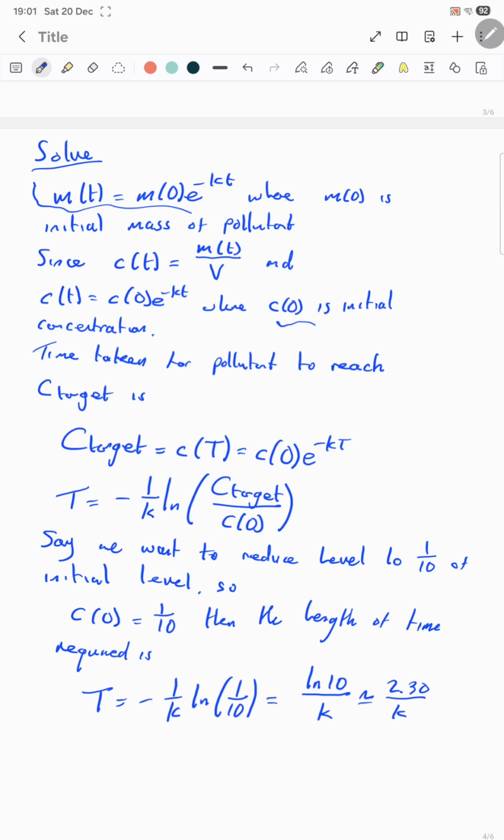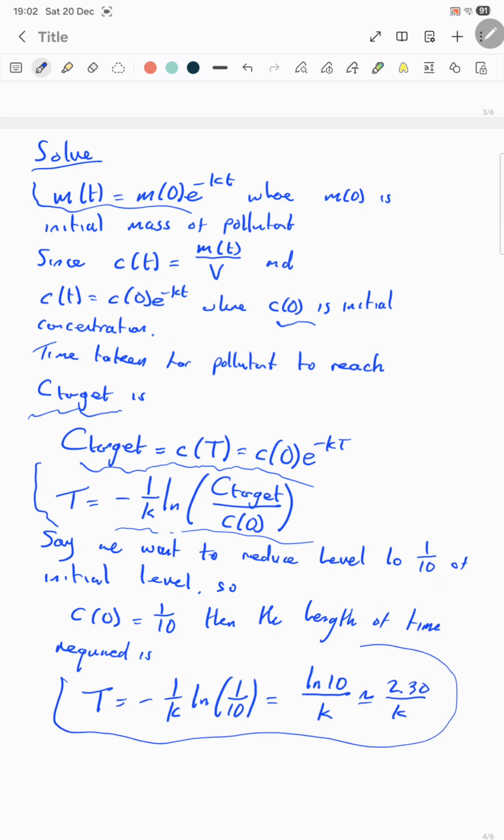The time taken for the pollutant to reach the target concentration is: C target equals C of T equals C of 0 e to the negative KT. So T is here. Now we'll say we want to reduce the level to 1/10 of the initial level. So we just plug in this value with C target equal to 1/10 of C of 0. Then the length of time required to reach the target level of concentration is given here.